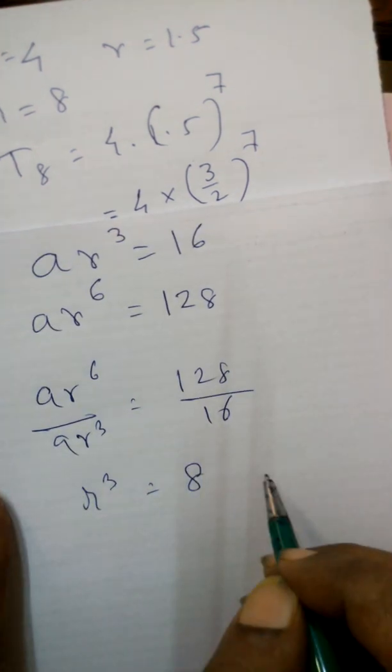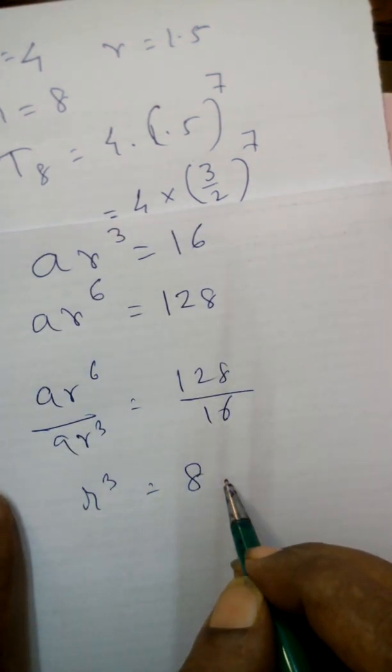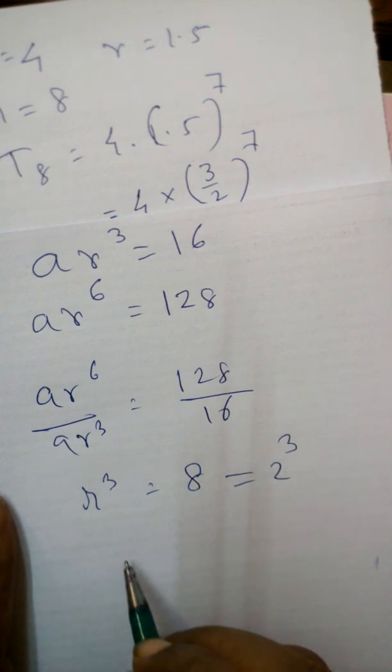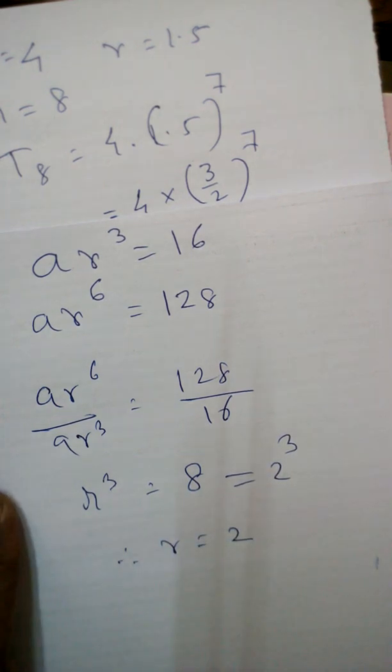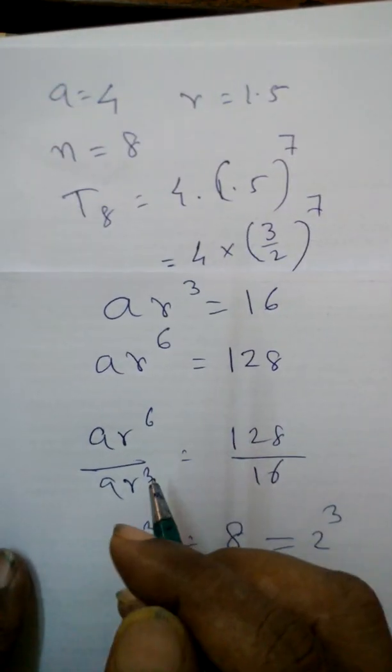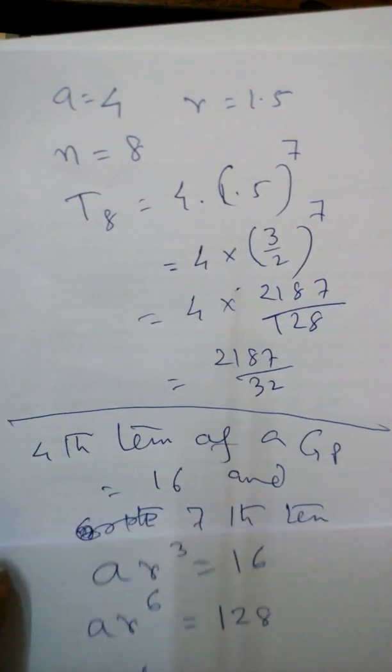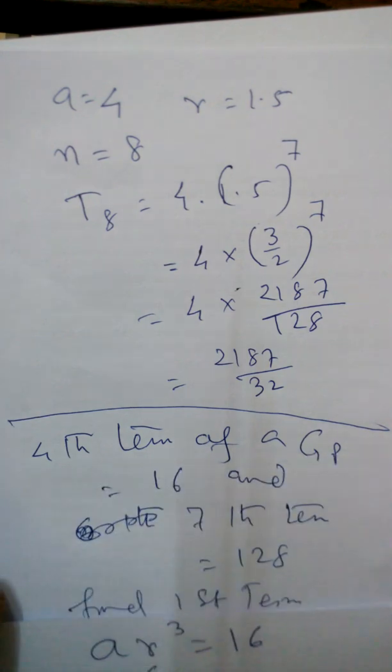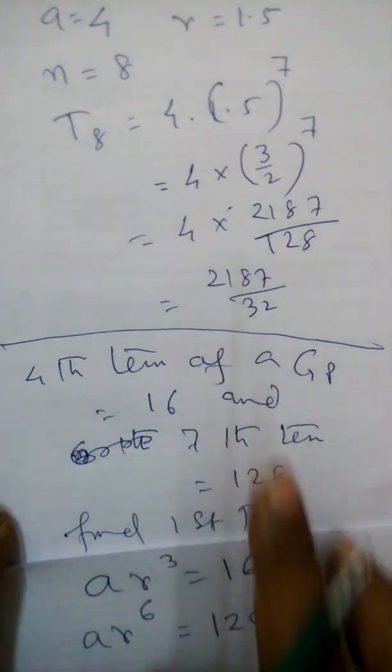Now what is r to the power 3? It is 8. 8 means 2 into 2 into 2, so 2 to the power 3. So r is equal to 2. As soon as you get r is equal to 2, you have your scope to find out. This is the question. Fourth term is 16.